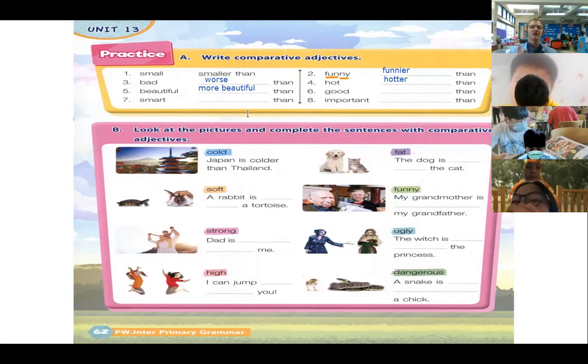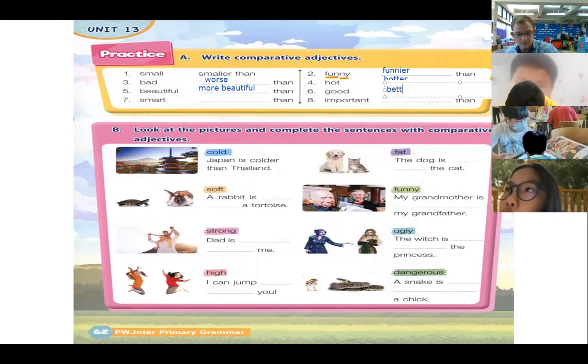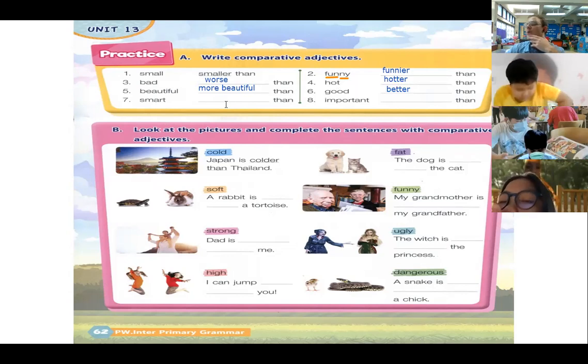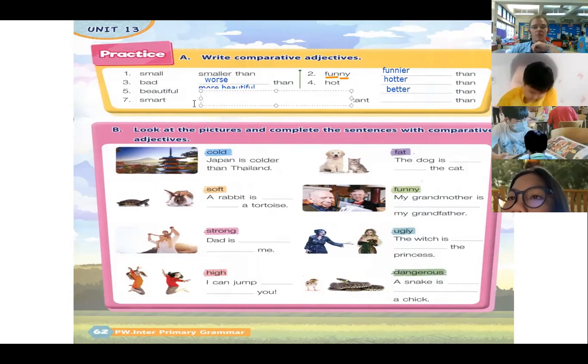So the next one is good. What did we say for good again? What's the comparative adjective? Better. Good, better, best. And smart? What would the comparative adjective for smart be? Smarter. Can you spell that for me, please?